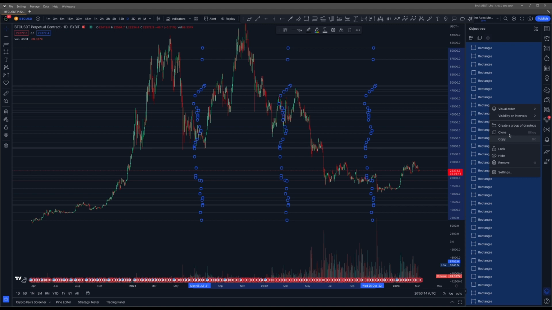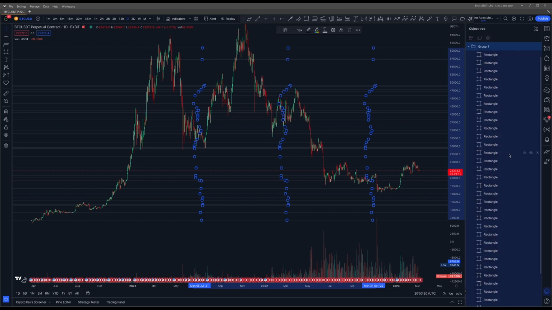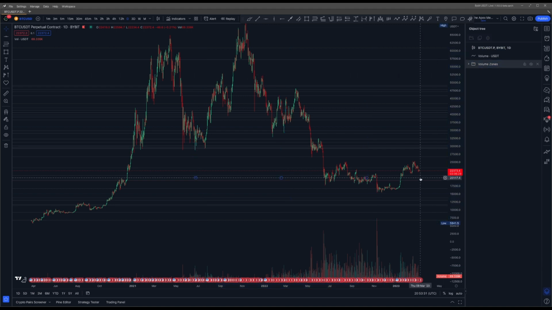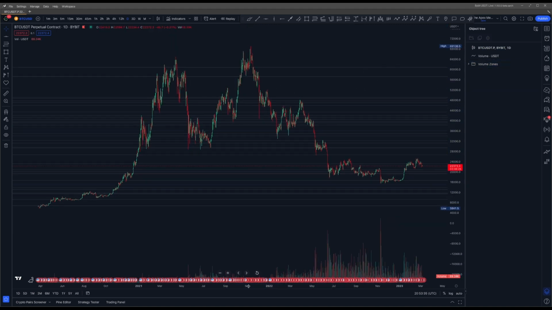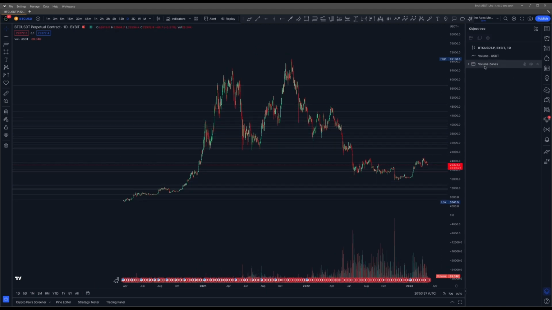So I'm just going to create a group of drawings. I've gone into my object tree here, created a group of drawings, and I'm going to call this high volume zones. Okay, that's a nice piece of work done. Next, we're going to cover our key higher timeframes. These are very important. So let's just get rid of them.